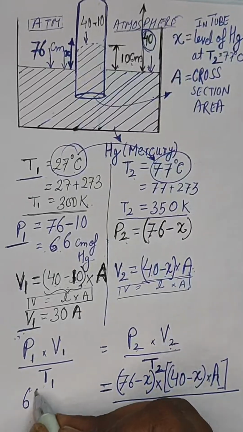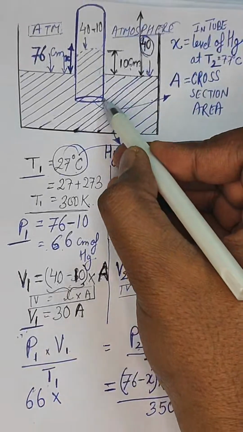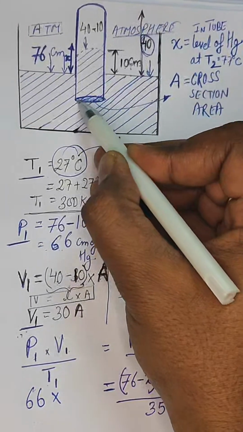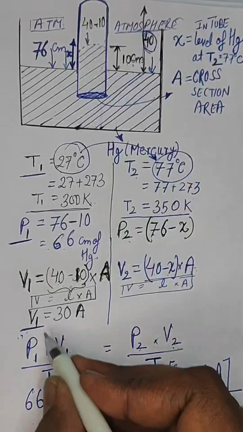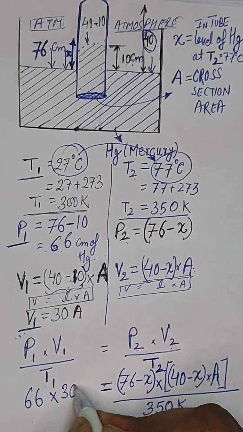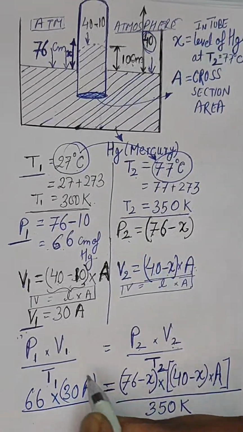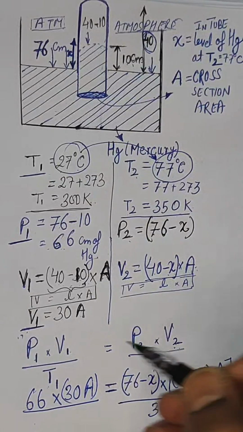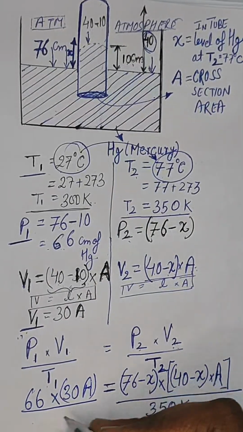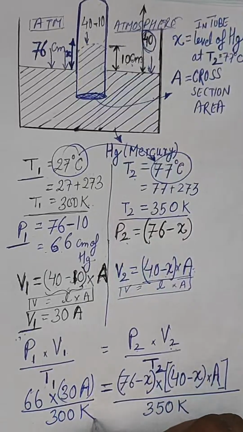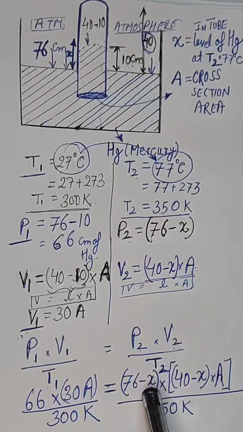Put it over here into the Gay-Lussac's law. P1. What is V1? 30 times A. A is the area of the cross section, which we have already mentioned over here. So V1 is 30A, divided by T1. What is the value of T1? T1, my dear friends, we have calculated as 300 K. So just write it over here, 300 K.